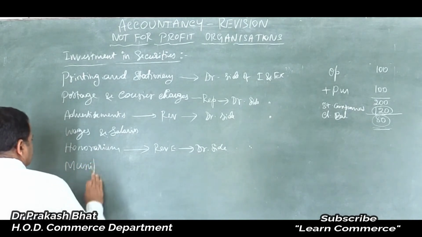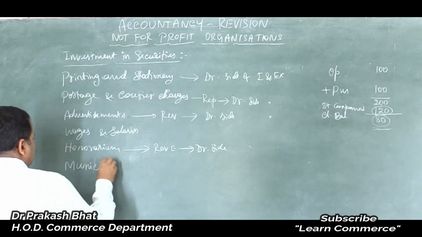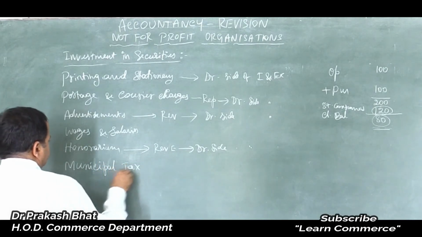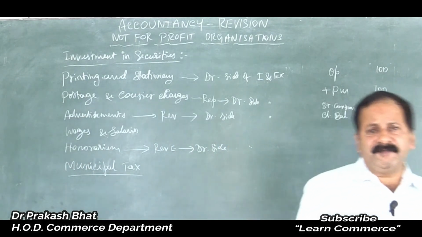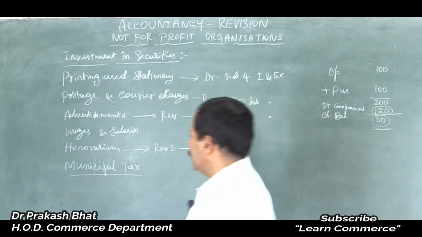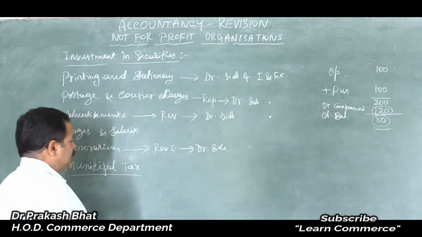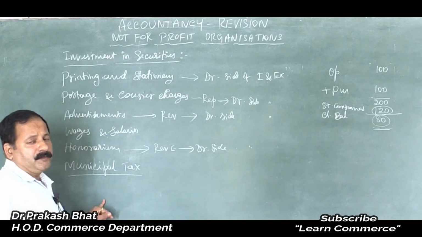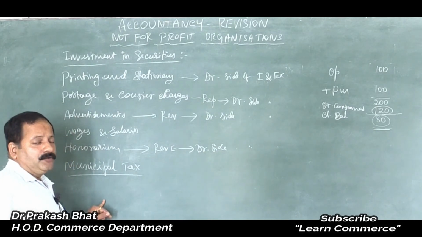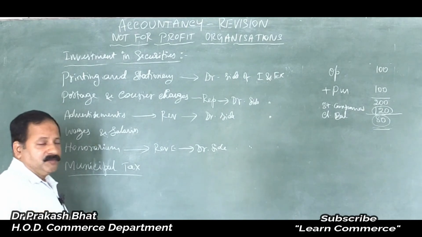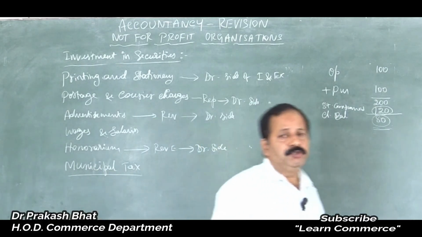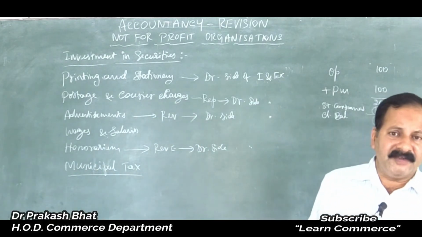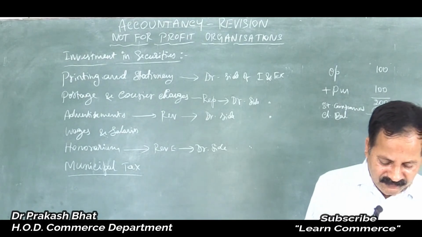Municipal taxes. Every year we have to pay the municipal tax, isn't it? Local tax should be paid, and as we pay regularly every year, that is recurring in nature. And municipal tax is an expenditure for the not-for-profit organization, because it is the amount we are paying to the municipality, isn't it? So as it is an expense and it is recurring in nature, it should be entered on which side? Debit side of income and expenditure account.